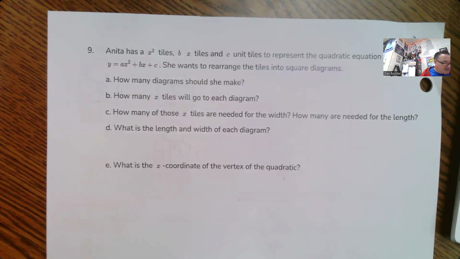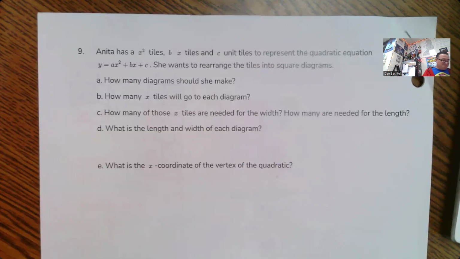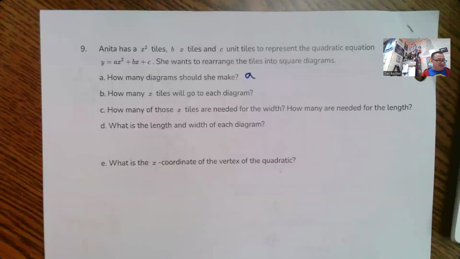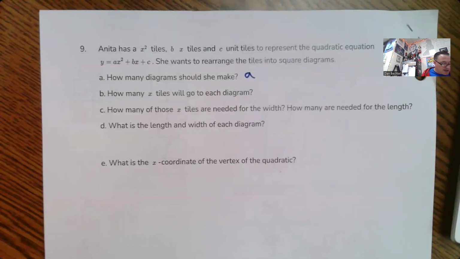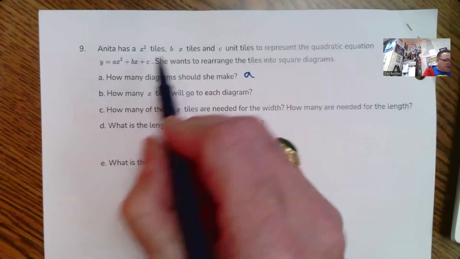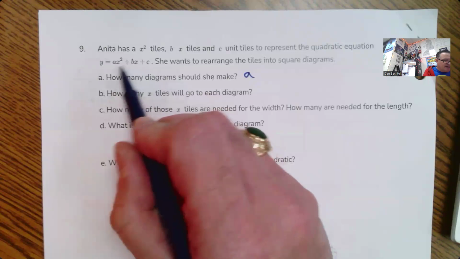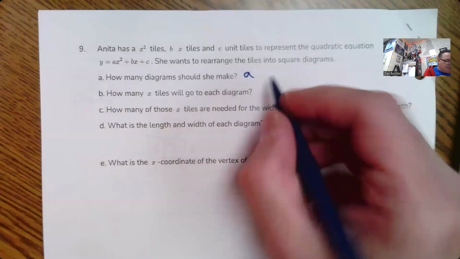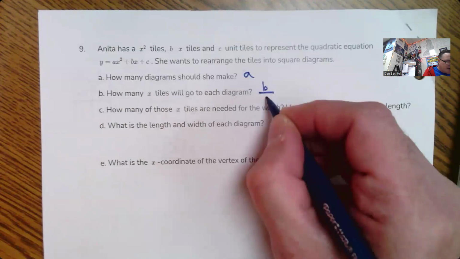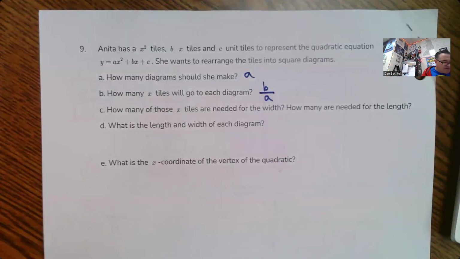Oh, we're doing it in general. She has A x squared tiles, B x tiles, and C unit tiles. How many diagrams should she make? A diagrams. How many x tiles will go in each diagram? Well, if we think about what we did, we took whatever the number of tiles was and divided it by how many diagrams I had. So we would need B divided by A. All right. How many of those x tiles are needed for the width and the length? Okay, so let's think about that.